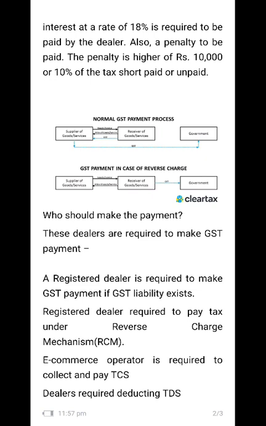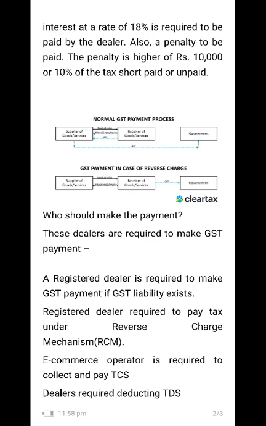Okay. Let us discuss the normal GST payment process. What is the process of payment of GST? There are two types of process. The first one is normal GST payment process. When the supplier of goods or service supplies the goods or service to the receiver, the receiver means a consumer. If the retailer or the shopkeeper or the seller is selling the goods or services to the consumer, then the consumer will pay the amount with the GST.